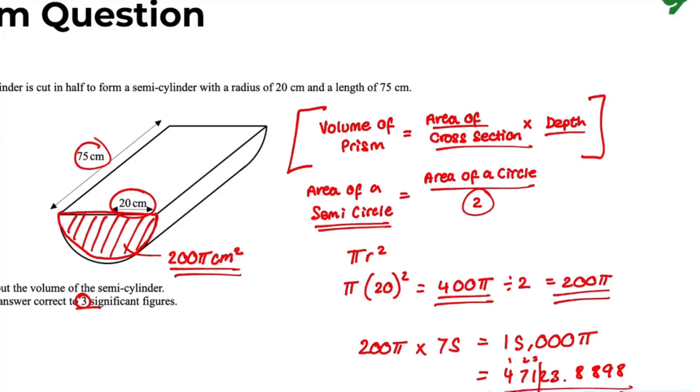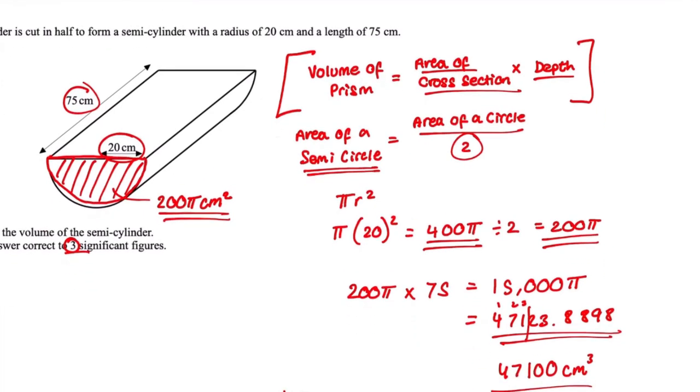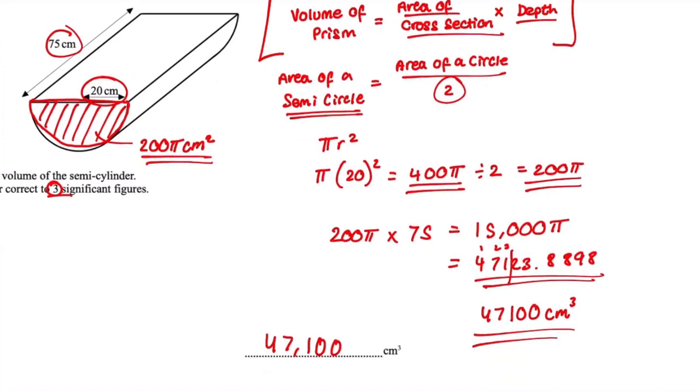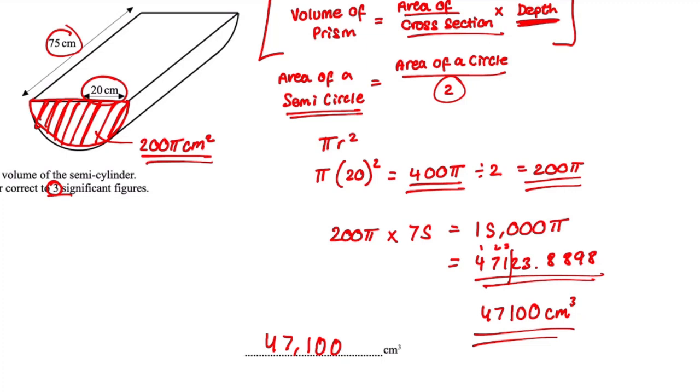Okay, so I'm just going to go through this question over here. Area of a semicircle. You work out the area of the full circle and you divide it by 2. Now once you've got the area of the semicircle, you just need to multiply it by the depth. The depth is how much through the shape we go. The depth is 75, so you multiply it by 75 to get your final answer of 15,000 pi.